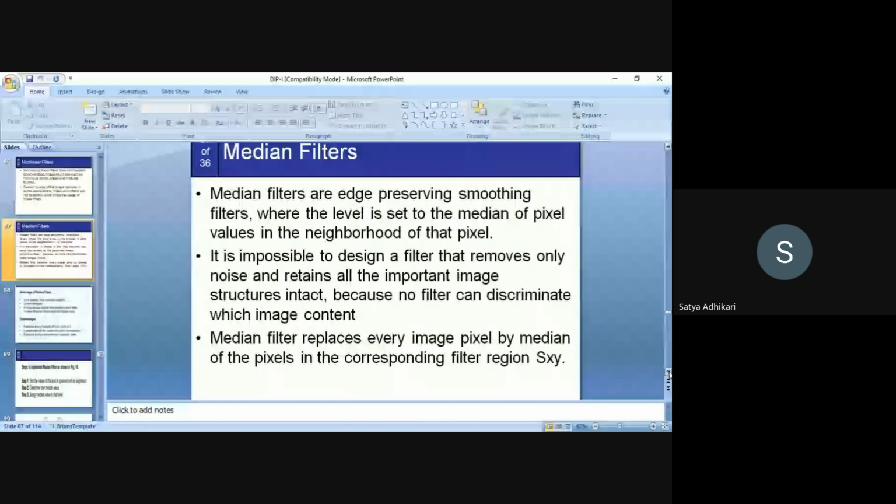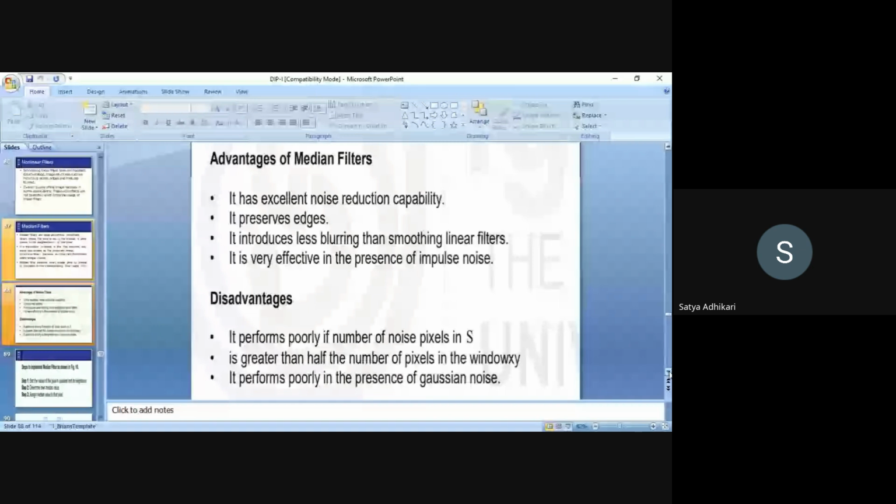What are the advantages? It has excellent noise reduction capability. It preserves edges, which was a problem in the last filter. It introduces less blurring than the smoothing linear filter. Please recall the linear filters: the average filter has a blurring effect, but the median filter introduces less blurring as compared to that.